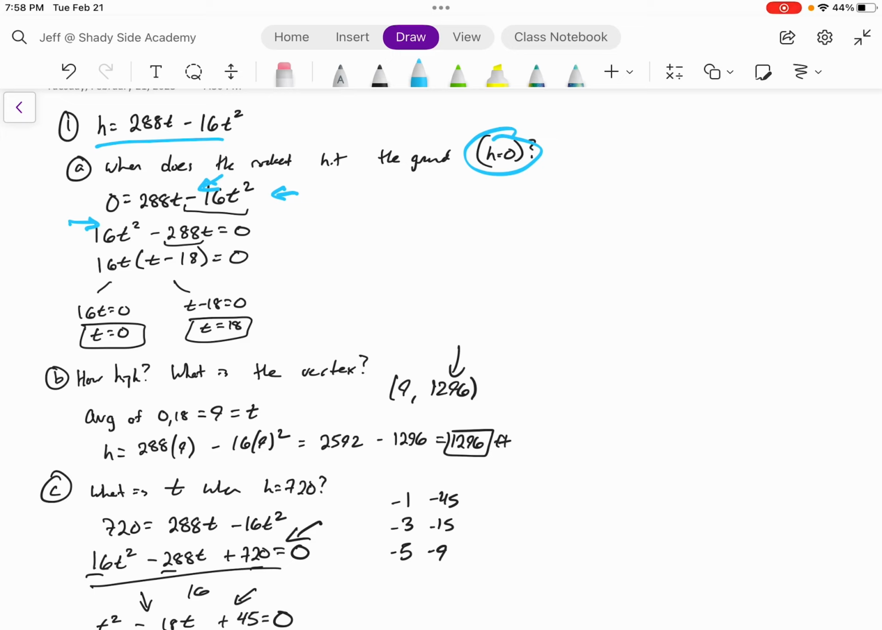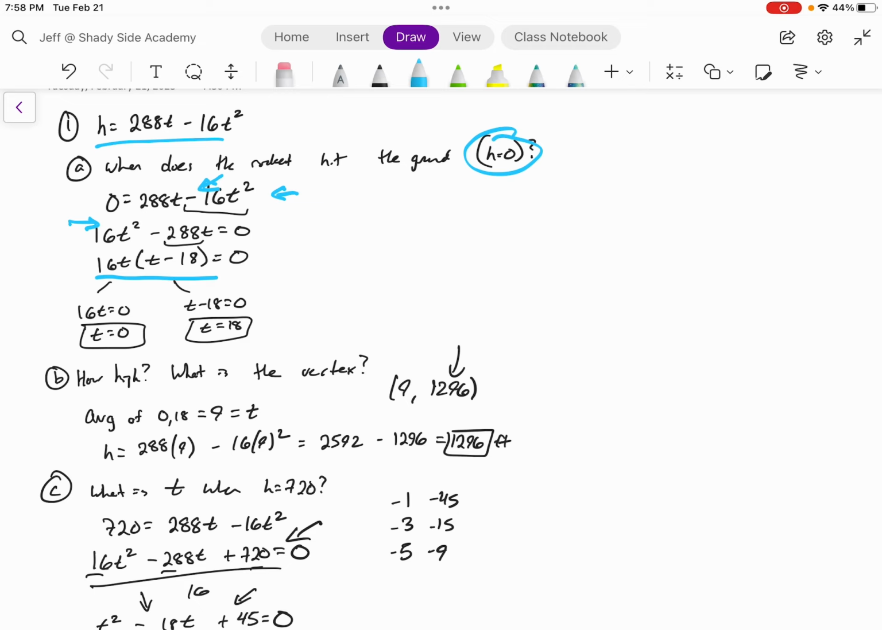Anyway, then it's a simple factoring problem where we factor out the 16t, so they share in common. And we're left with 16t times (t minus 18) equals 0. We apply the zero product property twice to get to either t equals 0 or t equals 18. So these are the two instances where the rocket hits the ground, once at launch and then once 18 seconds later. Okay, so that's sort of the answer to part A.